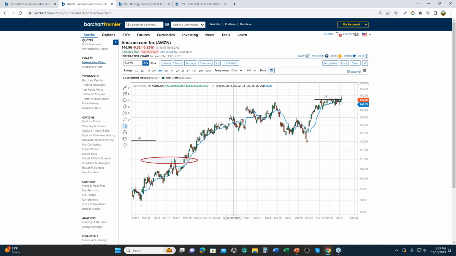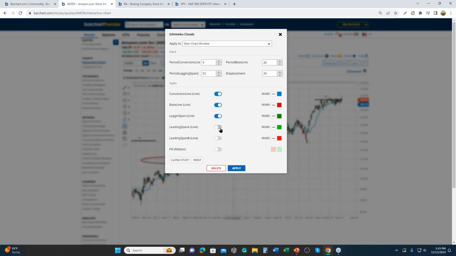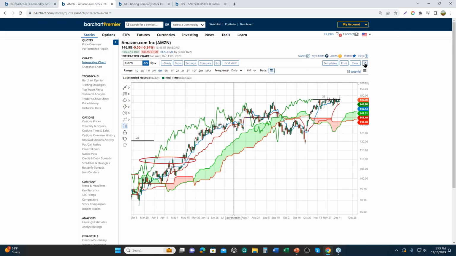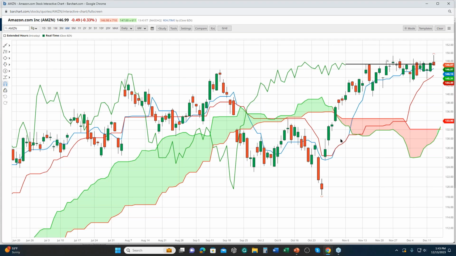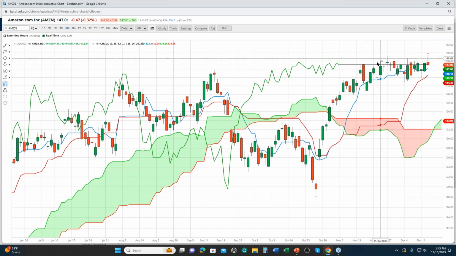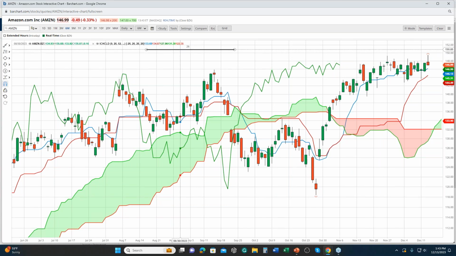And I'm going to turn back on all my cloud for Amazon. And let's blow this up. So let's do this. Kind of gone through a lot of the different pieces. I've talked about some variations. And I promised you that the strength of the cloud system is identifying trend, and being able to look at, with one glance, and discern momentum, trend, and potential support and resistance. So that's what I'm going to do here.